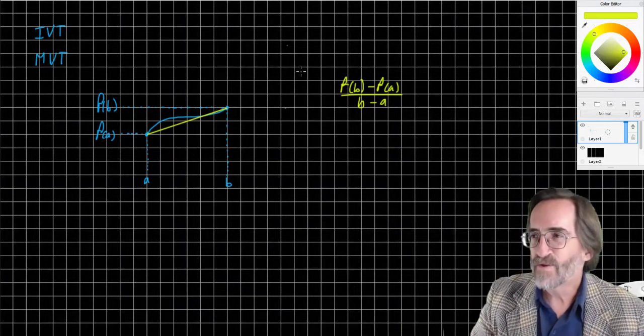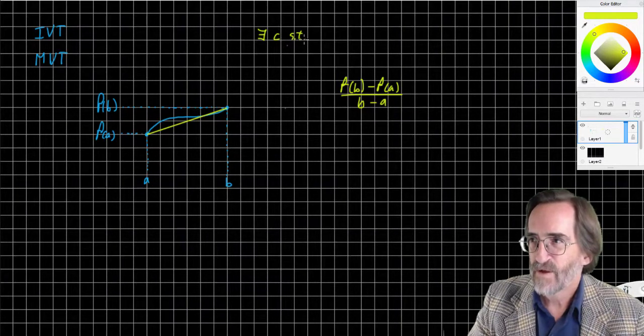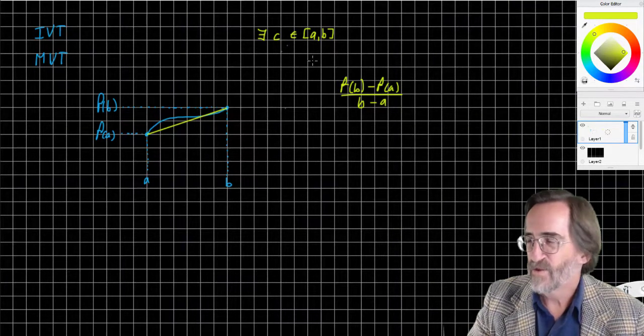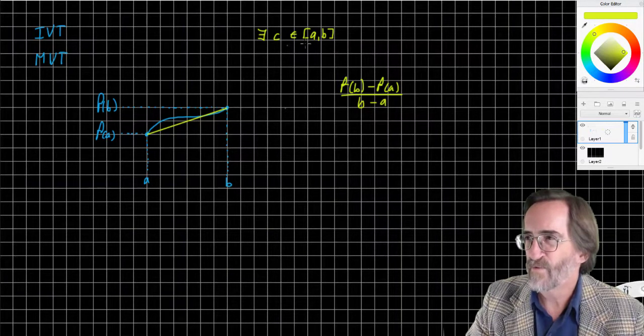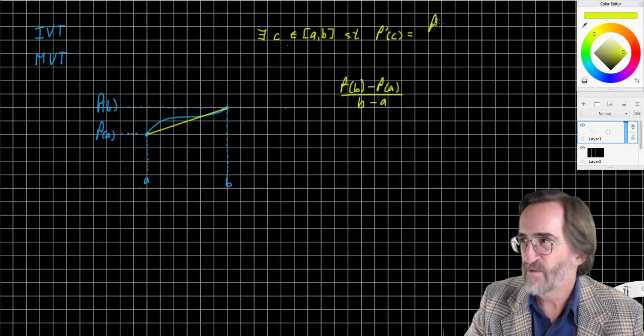What this says is that on the interval from A to B, there exists a C on A to B such that the derivative at C equals f of B minus f of A over B minus A. Okay?